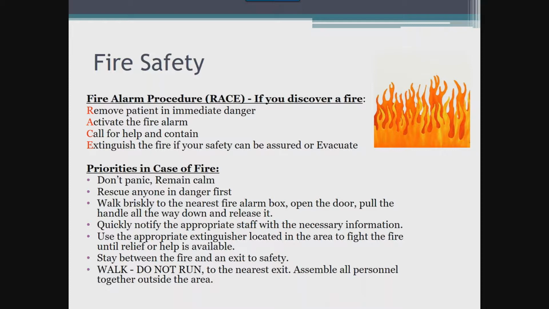Stay between the fire and an exit to safety. Don't get yourself blocked into an area where you cannot get out. Walk and don't run when exiting, and be familiar with the post-evacuation process. Many organizations have meeting points or checkoff systems in order to determine who was able to evacuate and who might still be in the building.